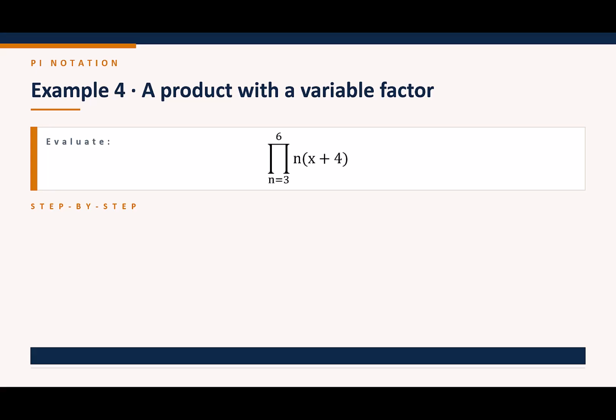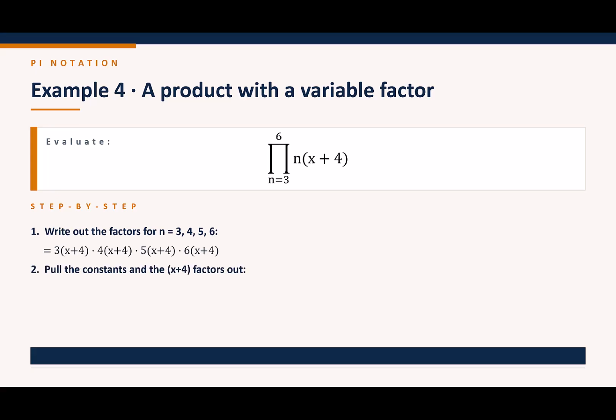Example 4 has us finding a product that contains a variable. We have n equals 3 to 6 of n times (x plus 4). The n in the product will change, but the x will stay the same. We'll start by writing out the factors for n. We're starting at 3, and we go all the way up to 6, so n will take on the values of 3, 4, 5, and 6. When we plug that in, we have 3 times (x plus 4) times 4 times (x plus 4) times 5 times (x plus 4) times 6 times (x plus 4).